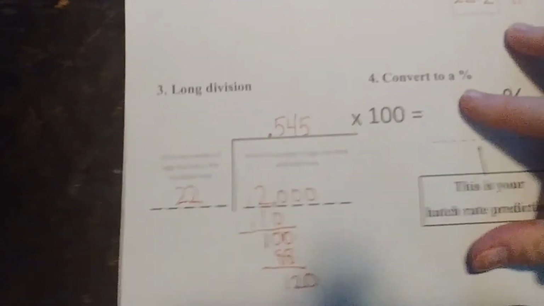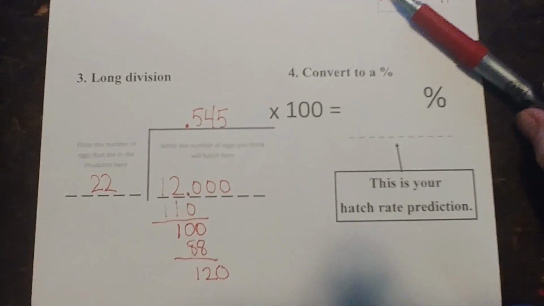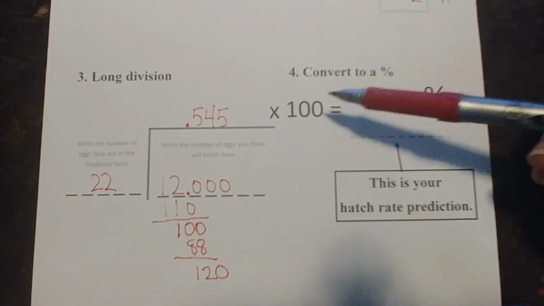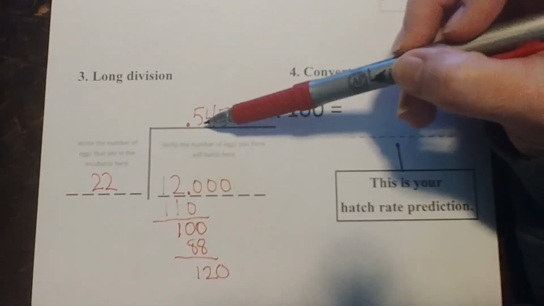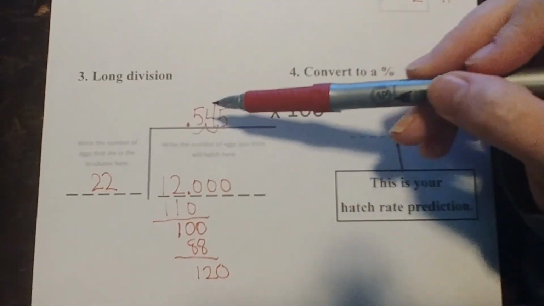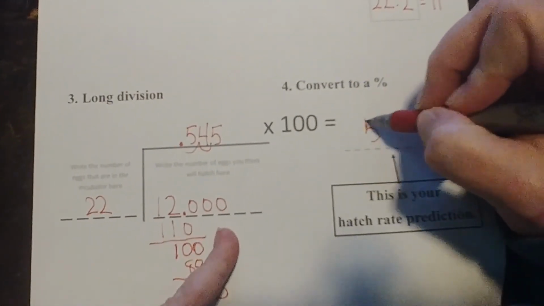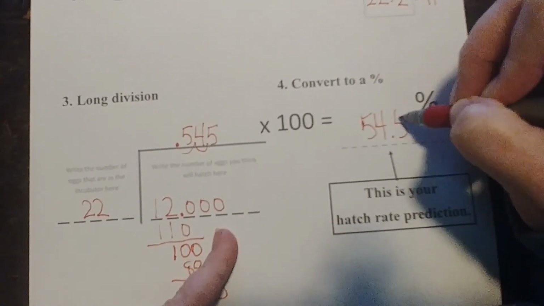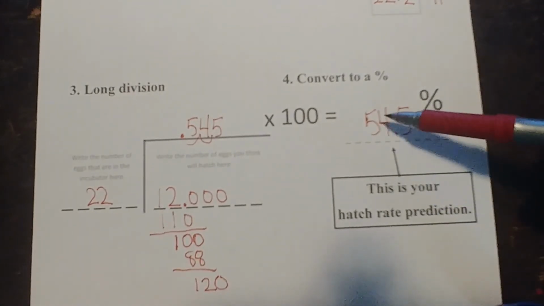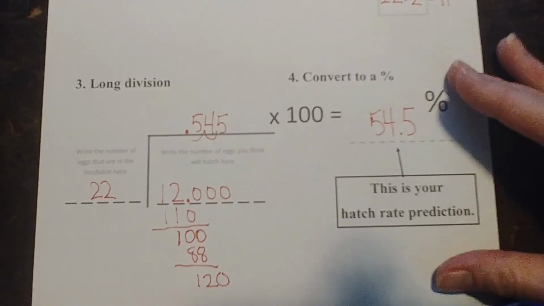So now we want to convert that decimal number into a percentage. And we do that by multiplying it by 100. Another easy trick there is if you have 2 zeros, that means you're going to move your decimal 2 times. So if we did 0.545 times 100, move the decimal twice, we get 54.5. All right, so this is our hatch rate prediction. I predict 54.5% of our eggs are going to hatch on day 21.